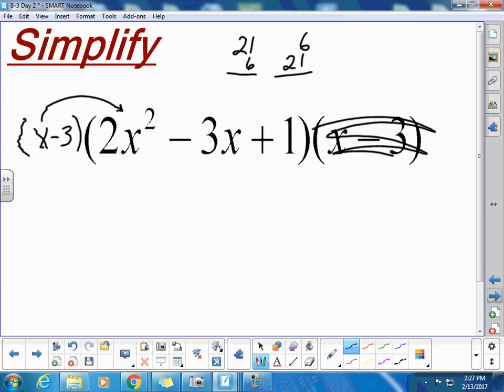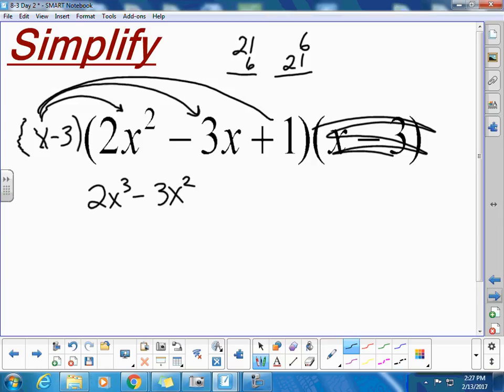because there's less steps to do it this way. So I'm going to take x times 2x squared, which is 2x to the 3rd. X times negative 3x, which is negative 3x squared. x times 1, which is positive x.